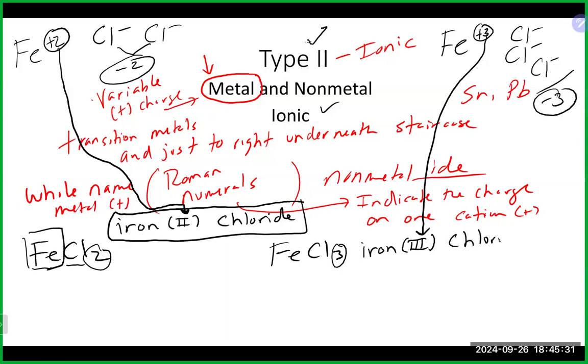So really naming is all about telling people, hey, in the first case, we're talking about the iron that has a +2 charge. Good catch. And in the second case, we're talking about the iron that has a +3 charge. The reason we do not need Roman numerals for the type 1 is that is the only charge they can have. So you should know that is basically the idea there.